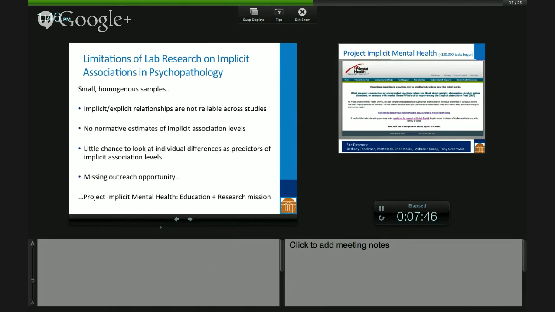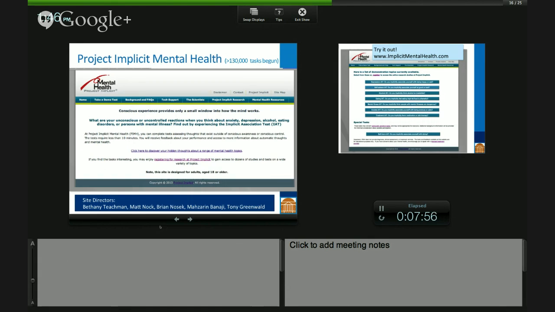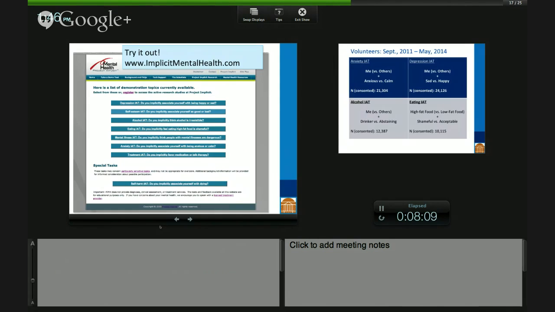To start addressing some of these concerns, 2 years ago we launched Project Implicit Mental Health, a website that has both an education and a research mission. We've had well over 130,000 tests administered at this point. It's a public website where people can go and learn about implicit association research. They can get mental health resources, and critically, they can go and try some of these tests.